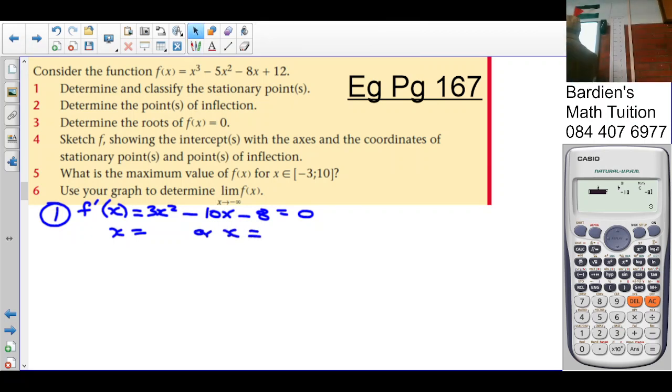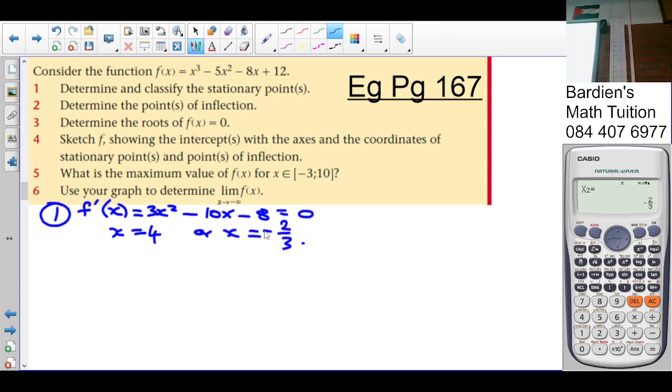It's going to be 3, negative 10, negative 8. Okay. So they give you an x value of 4 and an x value of minus 2/3.